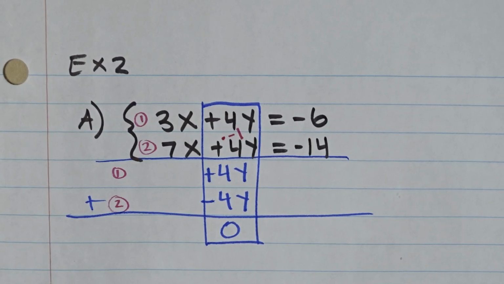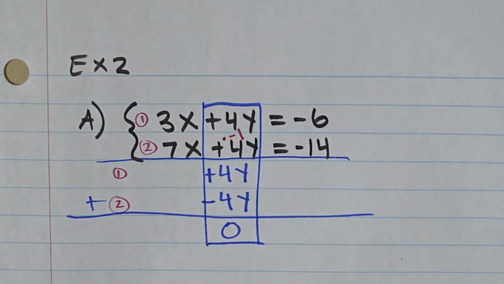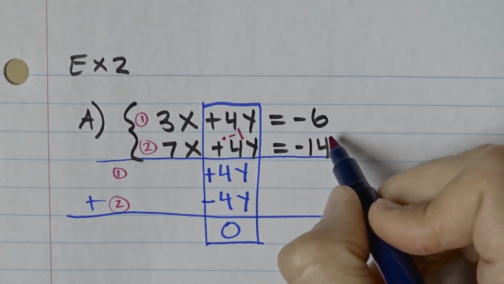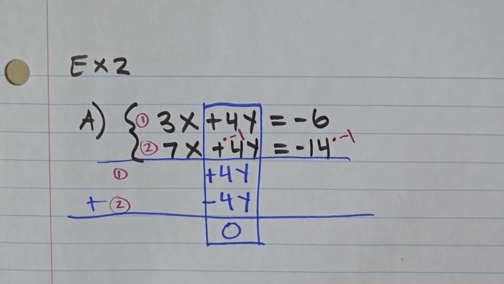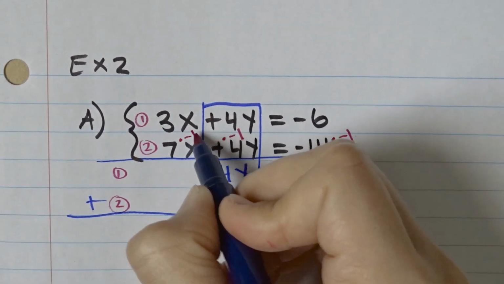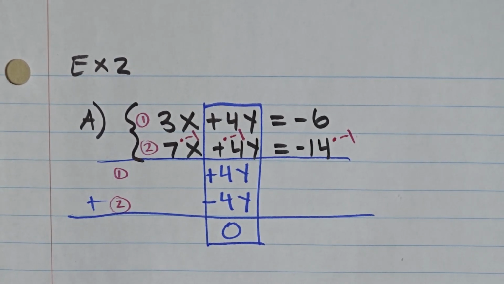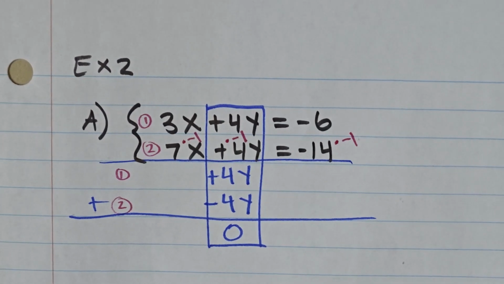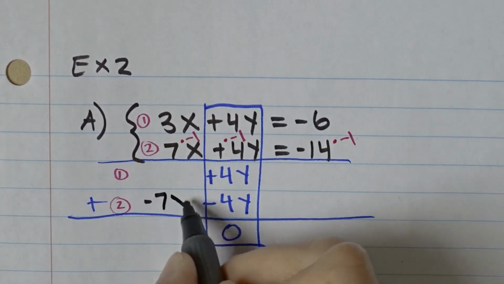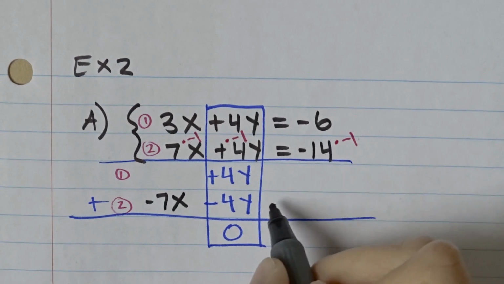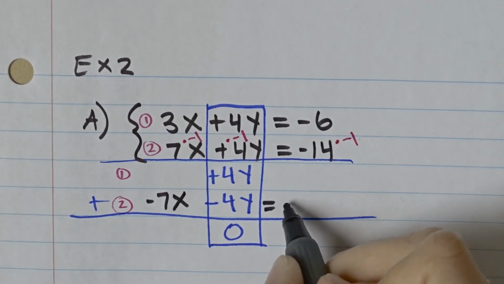I can't just change one term, I have to change the whole thing. So what you do to one part, you do to the whole thing. So I got to multiply this guy by negative 1 and this term by negative 1. So the entire second equation gets multiplied by negative 1. So now my first term in the second equation would be negative 7x, and this 14 that used to be negative will now be positive.